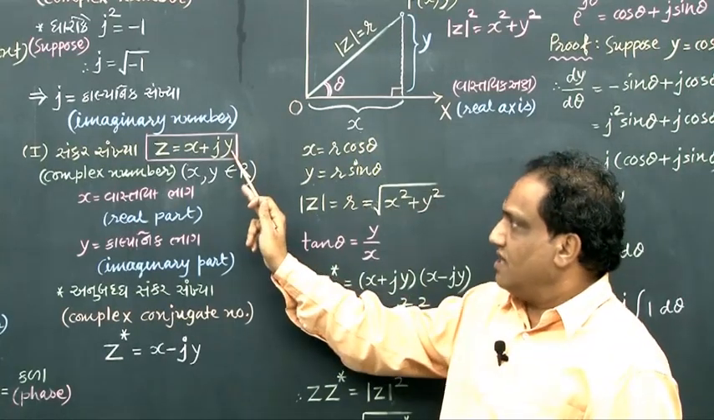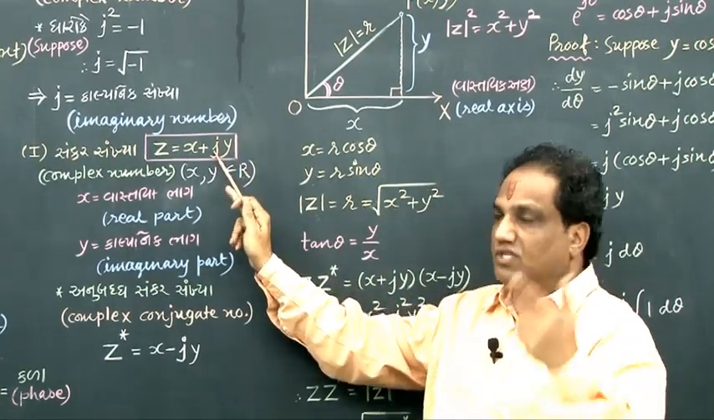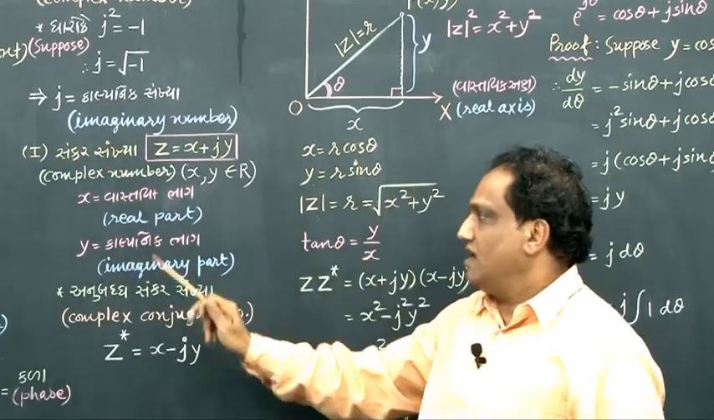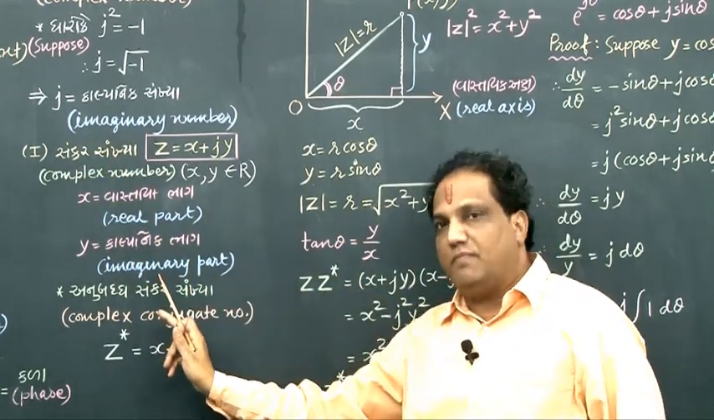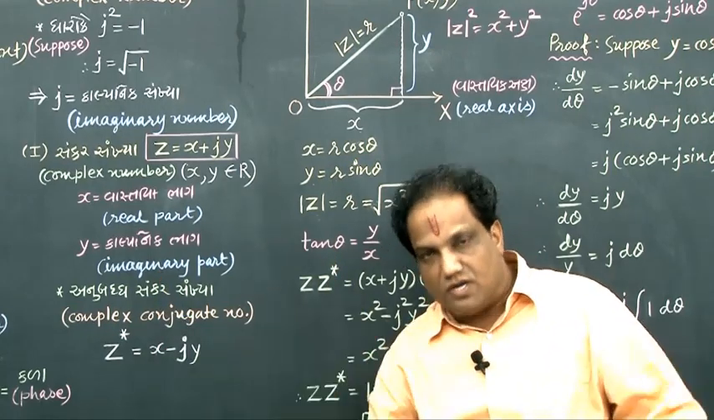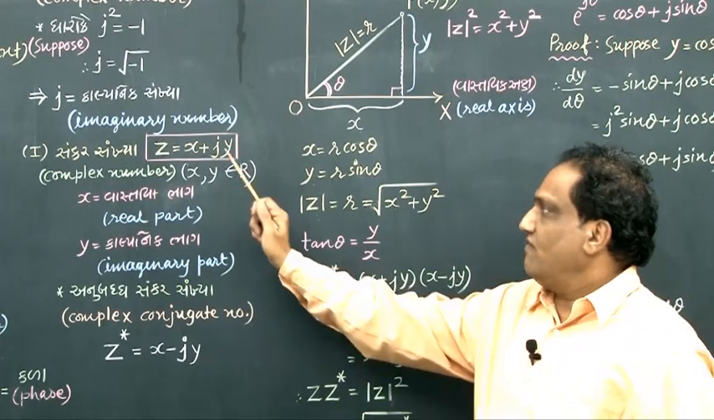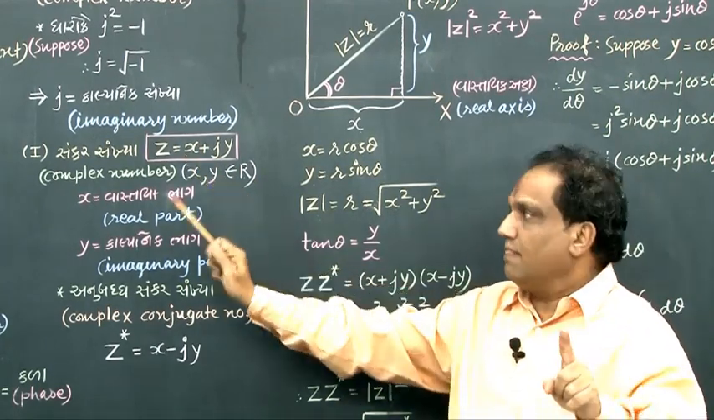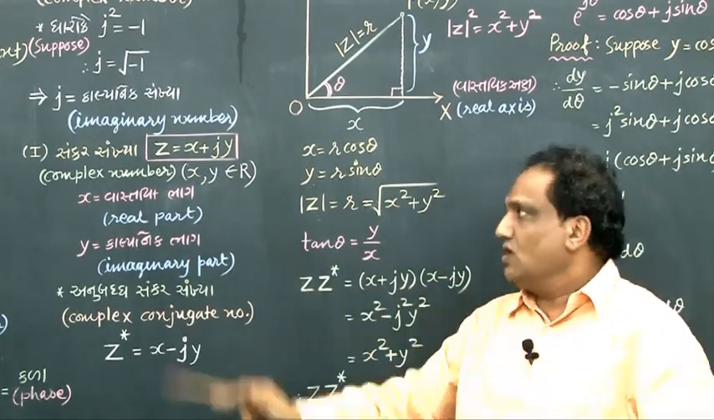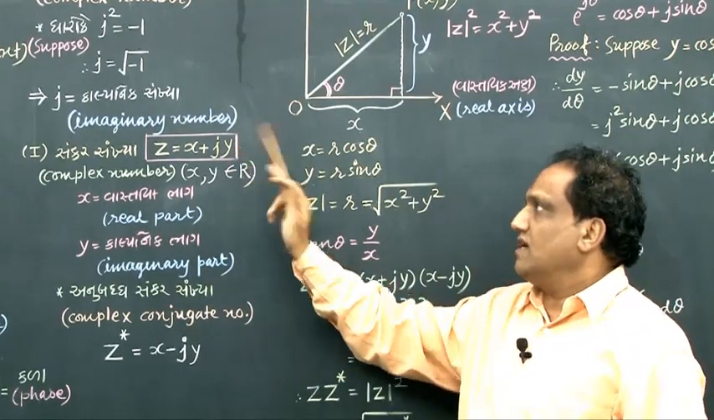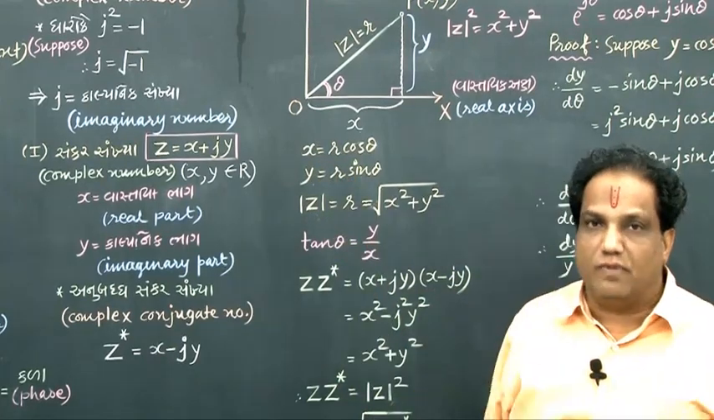What is the coefficient of y? It is plus j. And what is j? J is an imaginary number. That's why y is called the imaginary part of a complex number. Don't see the numbers, see their coefficients. The coefficient of x is 1, which is real. That's why x is the real part. The coefficient of y is j. J is an imaginary number. That's why y is called the imaginary part of a complex number.